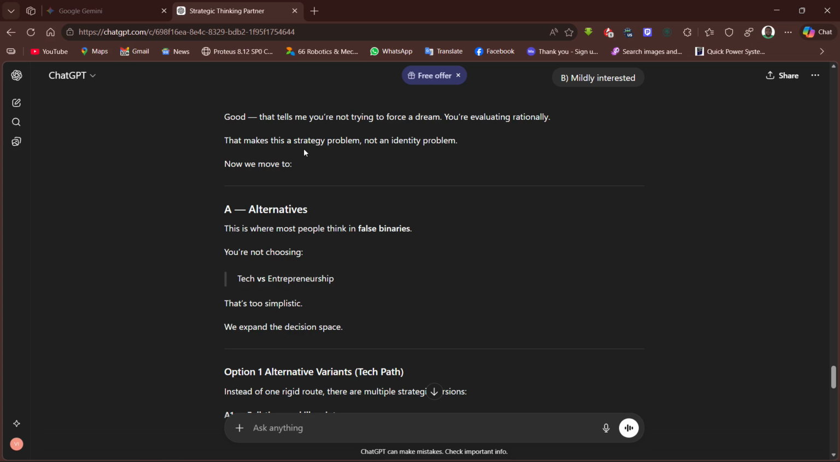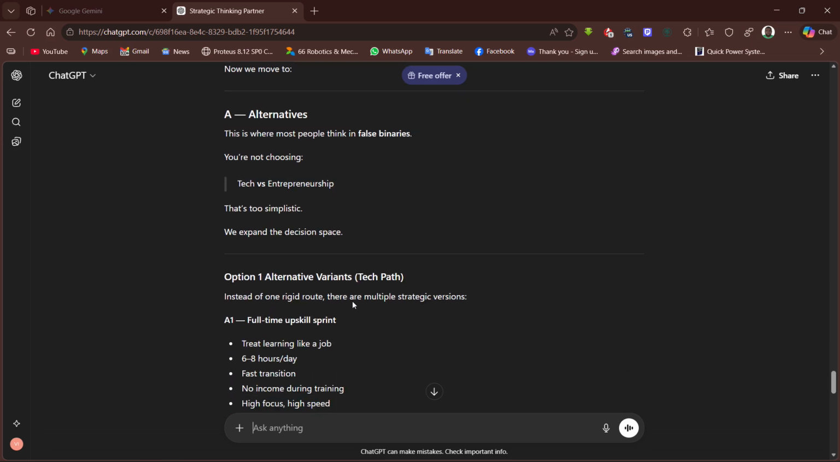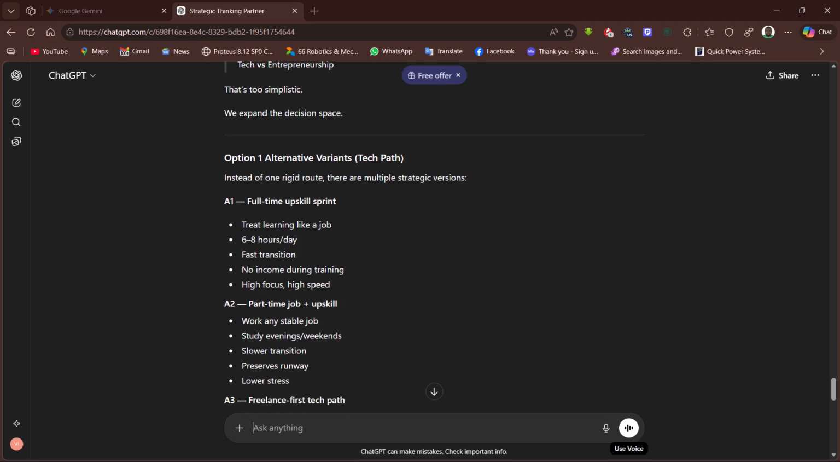Now we move to the alternatives. We started with S.T.R., now we are at A. This is where most people think in false binaries. You're not choosing tech versus entrepreneurship. That's too simplistic. We expand decision space. Now we are going deeper, basically. Alternative variant. Instead of one rigid route, there are multiple strategic versions.